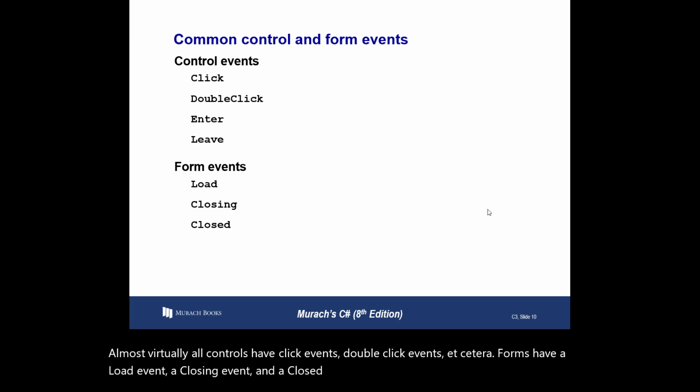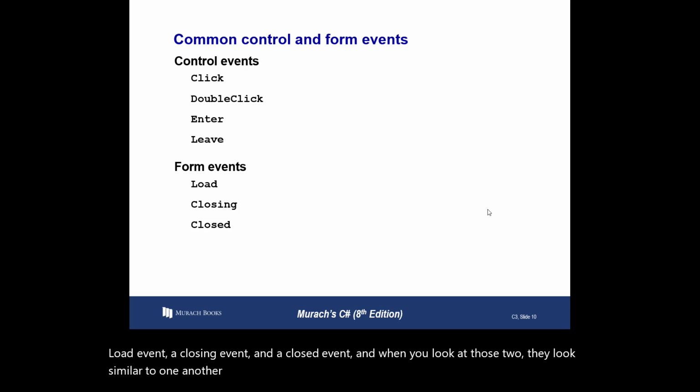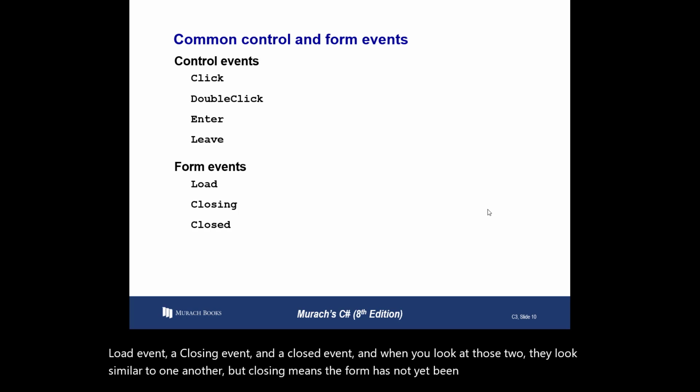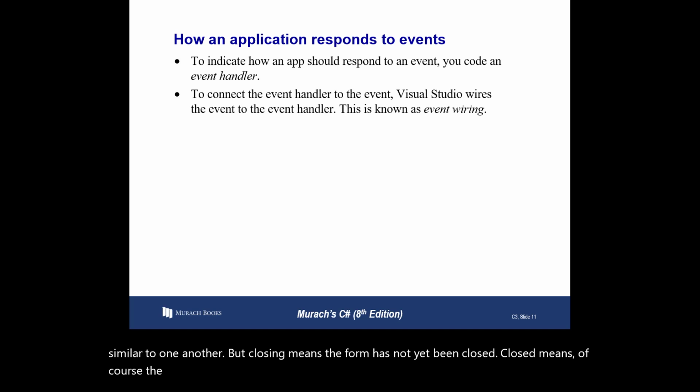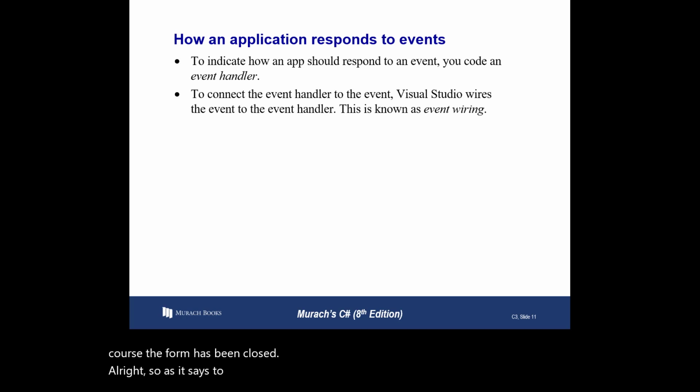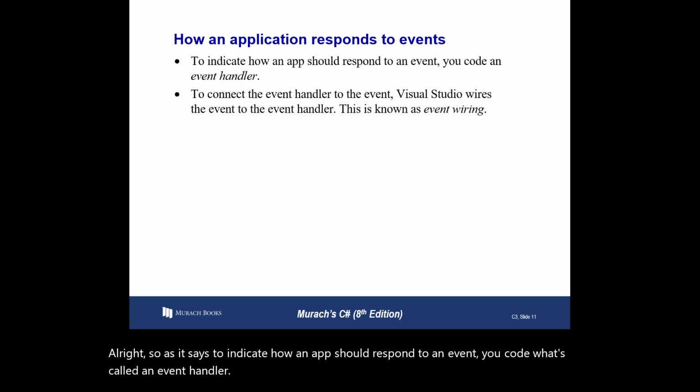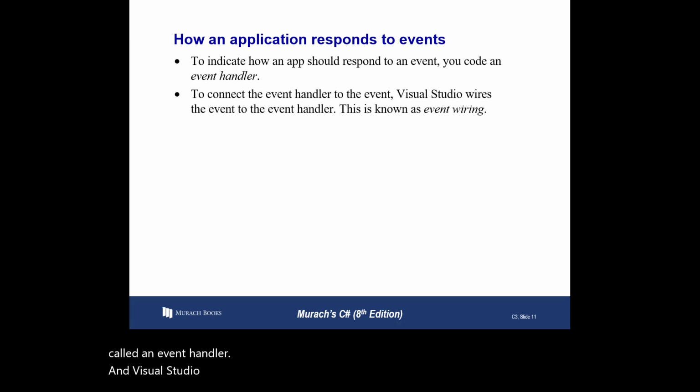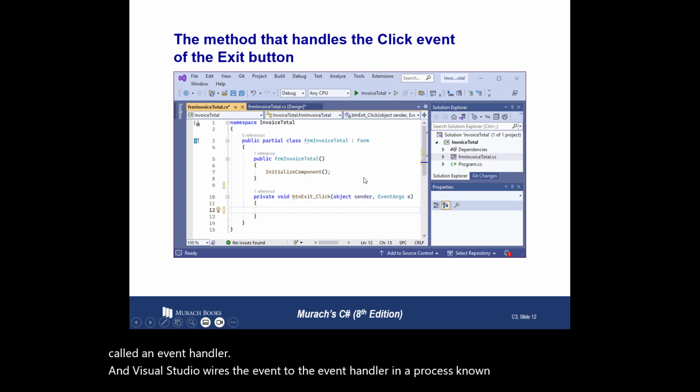And when you look at those two, they look similar to one another. But closing means the form has not yet been closed. Closed means, of course, the form has been closed. All right. So as it says, to indicate how an app should respond to an event, you code what's called an event handler. And Visual Studio wires the event to the event handler in a process known as event wiring.